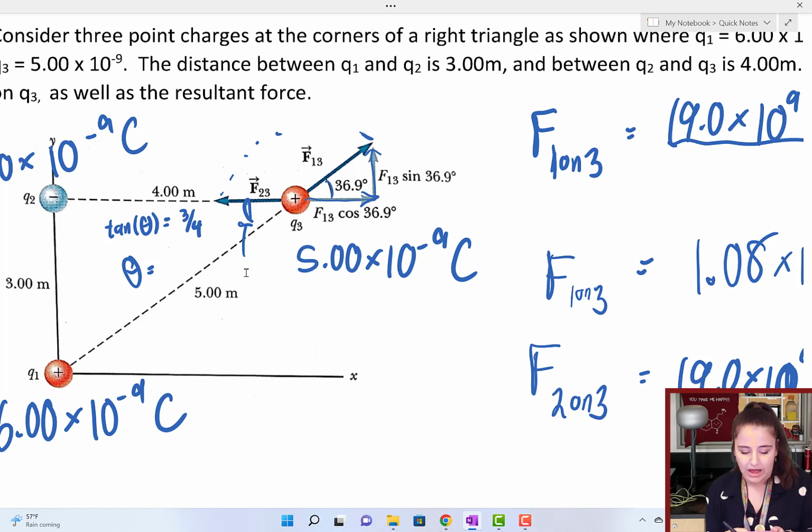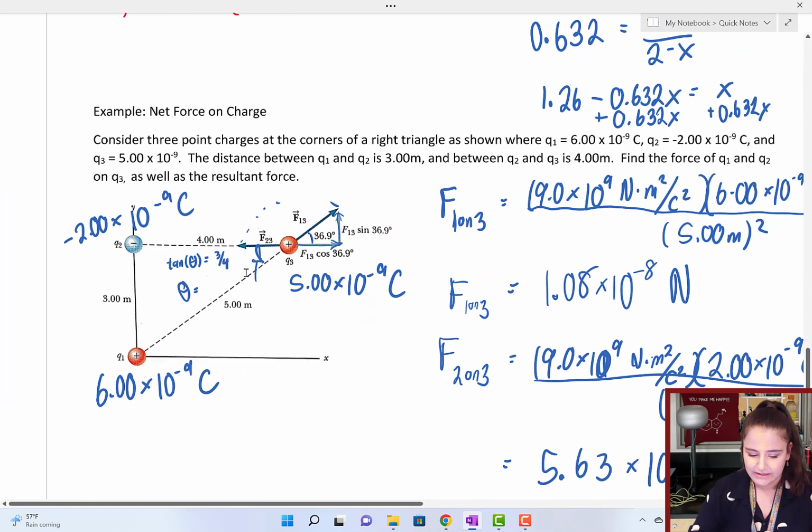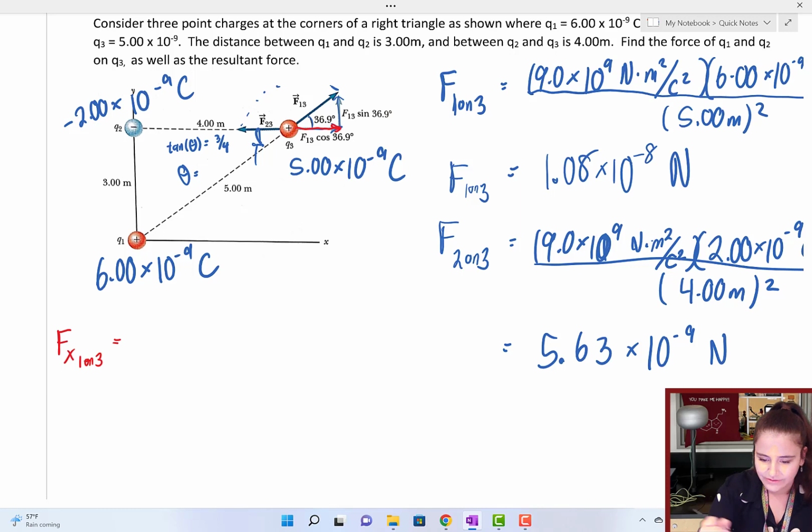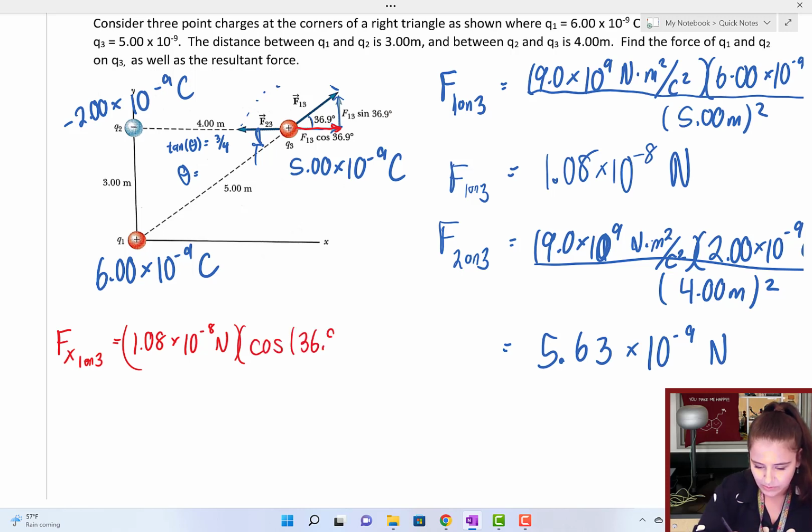Yep, which gives you 36.9. Okay, 36.9 using those complementary angles. So we're going to break it down into its components. I'm going to call this first one the force of X for 1 on 3. That one in the X direction is the adjacent side. So it's going to be equal to the force, 1.08 times 10 to the negative 8 newtons, times the adjacent, so the cosine of 36.9.